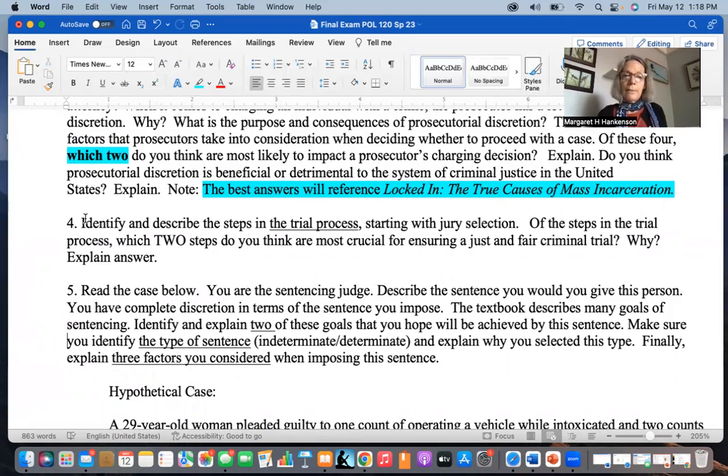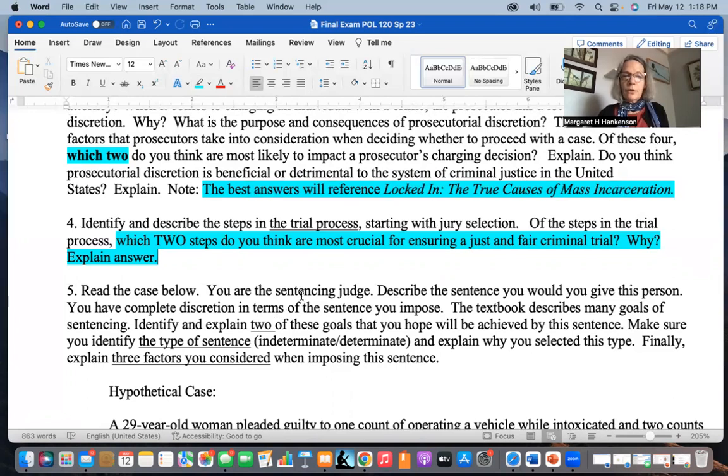Identify and describe the steps in the trial process. You need to get the steps right, but you just need to summarize what happens in those steps. And I'll give you a hint: the trial process starts with jury selection. But the more important aspect is, of the steps in the process, which two do you think are most crucial for ensuring a just and fair criminal trial? Why those two and not other ones? Explain your answer.